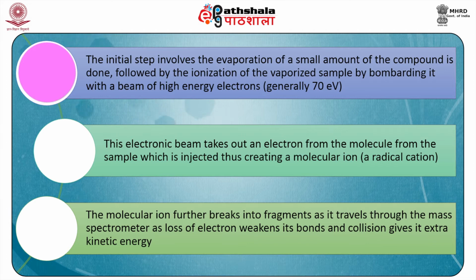So, the initial step, students, involves evaporation, as I told you, of a small amount of compound. This is then followed by the ionization of the vaporized sample by bombarding it with a beam of high energy electrons. Generally this is 70 electron volts. This electron beam takes out an electron from the sample molecule, thus creating a molecular ion or a radical cation, which I have discussed already in this module previously.